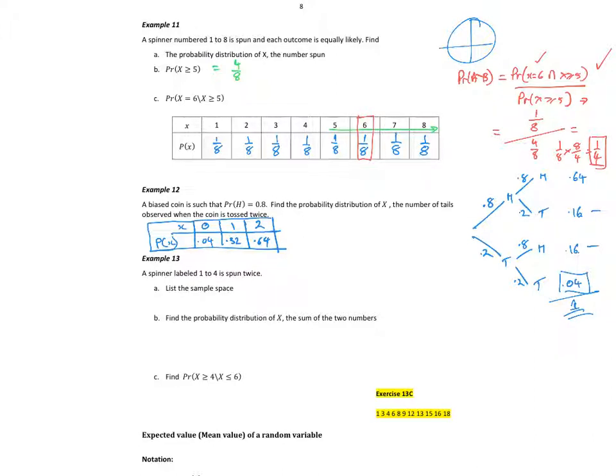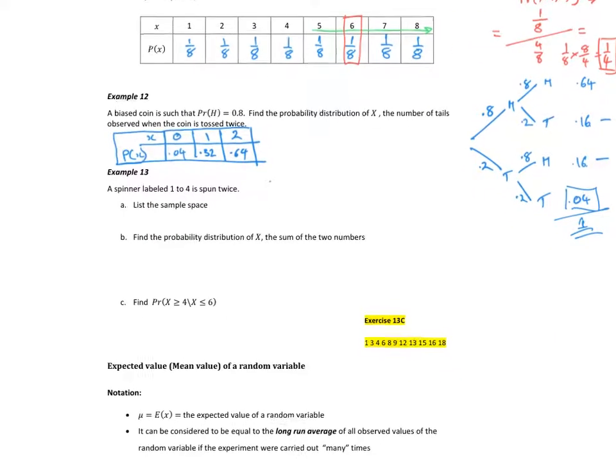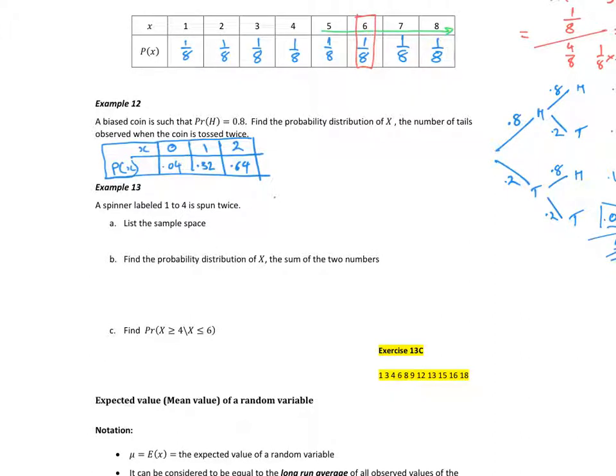All right, spinner labeled 1 to 4. This is the sample space. So let's just make it a bit bigger. Sample space is 1, 2, 3, 4. Find the probability of X, the sum of the 2 numbers. So we're going to add the 2 numbers. So again, what are the different outcomes? Since I want to add the numbers, I'm going to do a little table.